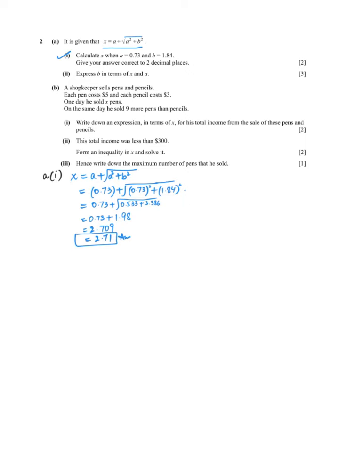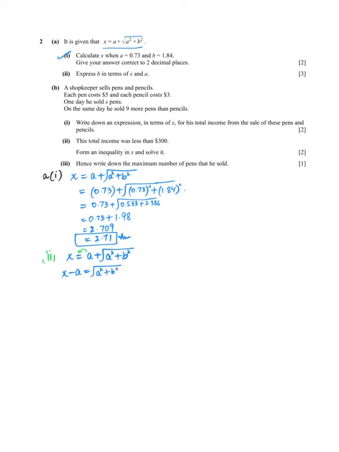Alright, after that, for the second part, a part 2, it says express b in terms of x and a. That means you need to make b the subject. The equation we have is x is equal to a plus under root a square plus b square. We need to make b the subject. So firstly I will shift a to the left side. That will be x minus a is equal to under root of a square plus b square.